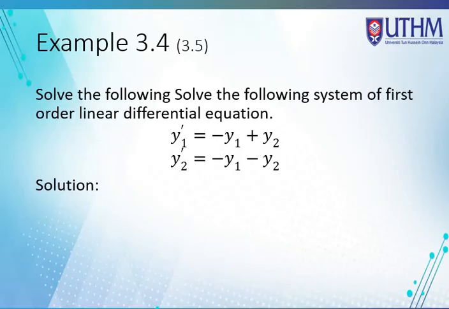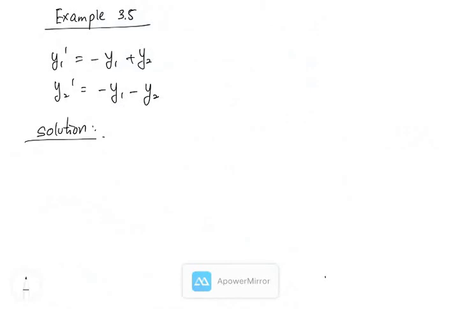Lastly, I would like to share with you an example in which the lambda or the eigenvalue is a complex number. So now let's look at the example here. Solve the following first order linear differential equation. So first of all, we write in the form of y prime equals Ay. So A from this question is negative 1, 1, negative 1, negative 1.